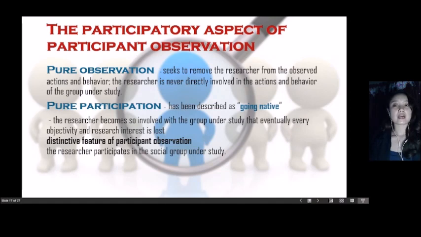The participatory aspect of participant observation. First is the pure observation. This seeks to remove the researcher from the observed actions and behavior. The researcher is never directly involved in the actions and behavior of the group under study. While the next one is the pure participation, which has been described as going native. The researcher becomes so involved with the group under study that eventually every objectivity and research interest is lost. The distinctive feature of participant observation is that the researcher participates in the social group under study.